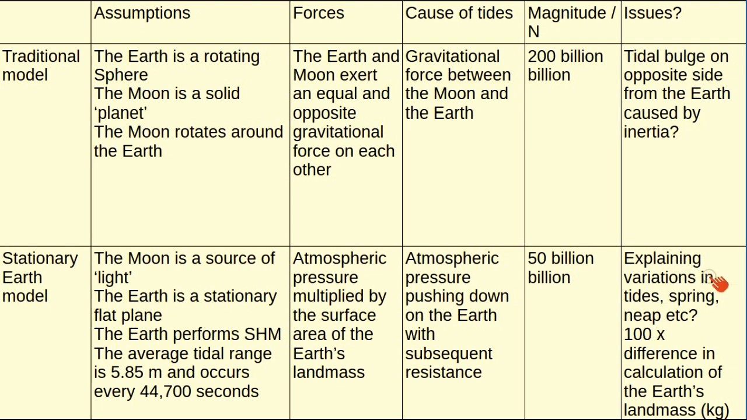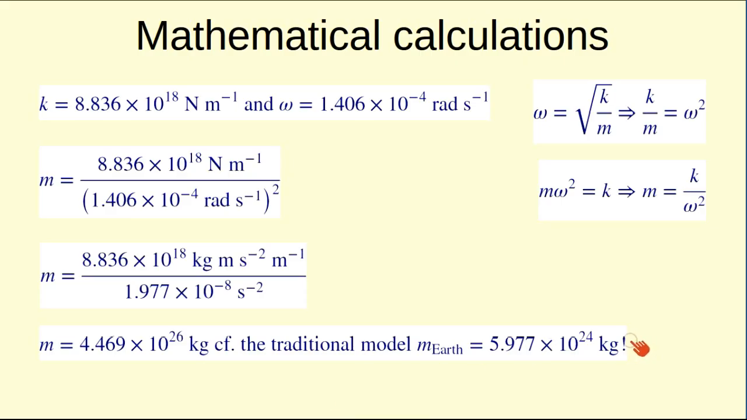How do we explain variations of tides? That's kind of a question for a later time. And there's about a 100 times difference in the calculation of the Earth's landmass I've got here. So that's the accepted value, and that's the kind of value that I've roughly calculated.